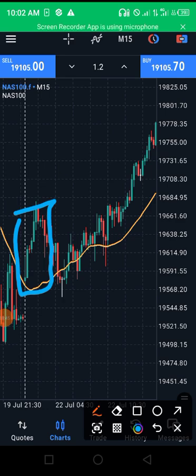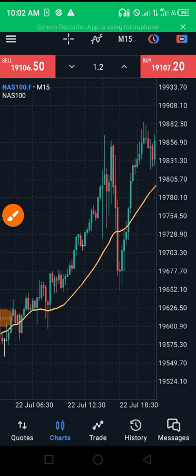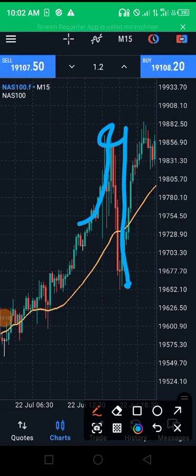Then it did not break above, it closed inside. When it came down and broke inside again, it was just ranging. So when it breaks above around this zone, you'll take a buy trade here. If you take a buy trade here, what will have happened to your trade? See, you will have won the trade, because it went up all the way to this place before returning back, and it picked up again. It has not touched your stop loss.